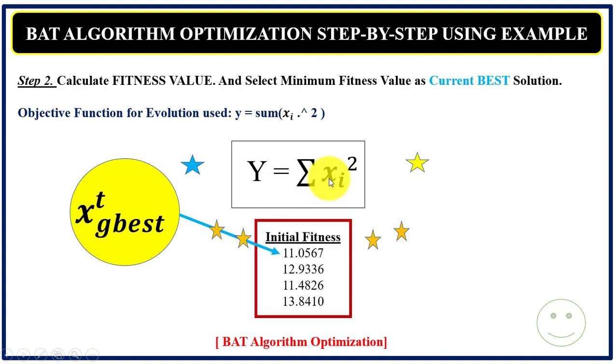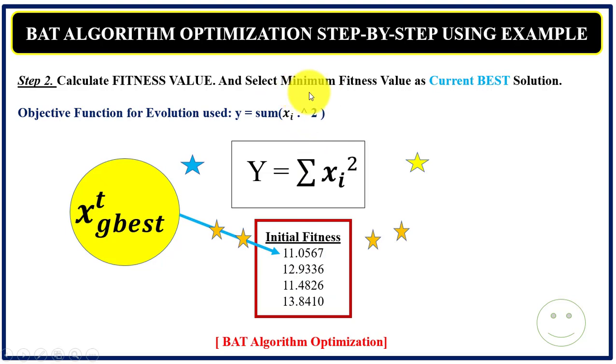When you apply this, you can type this command in MATLAB, bar is equal to sum of x i squared. Then for each bat you will apply this fitness function, and after that you can see we initialize the fitness. So this is the fitness value that we computed for each bat. This one is for the first bat, for the second bat, for the third bat, and for the fourth bat. When you put the values here, we compute the fitness. So now next step is, you can see in step 2, calculate the fitness value. So we computed the fitness value for each bat.